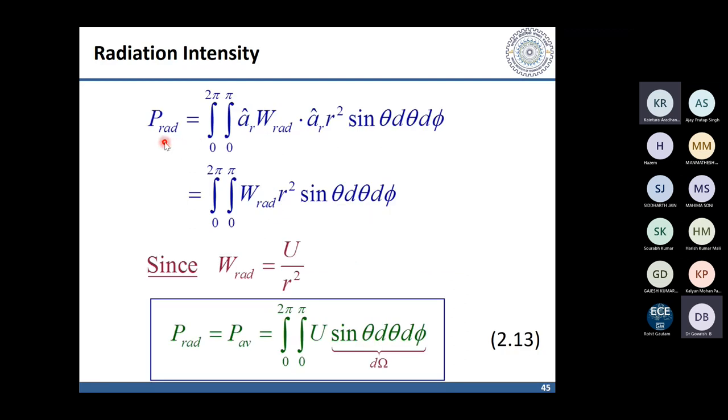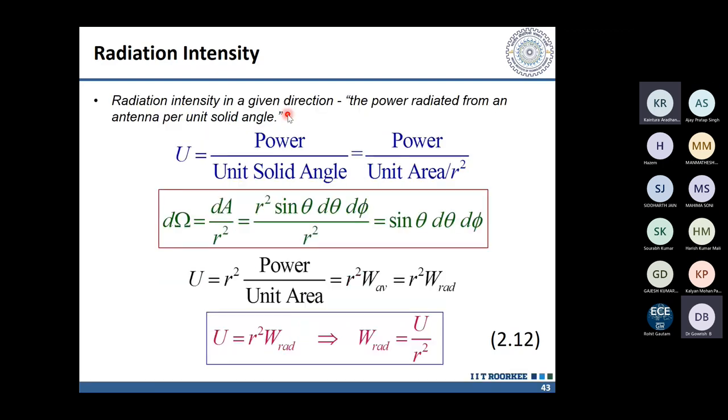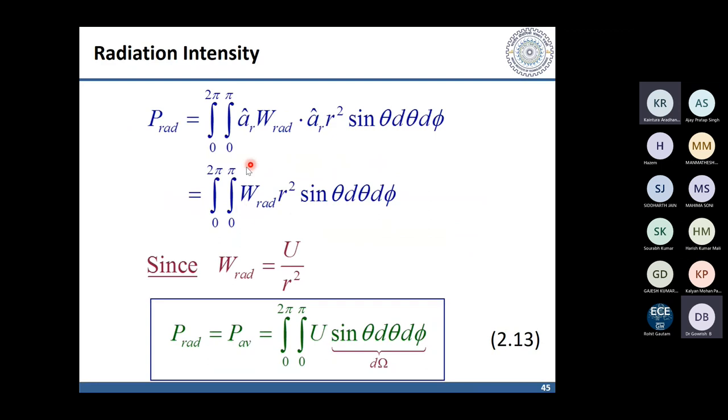So what is the total power radiated? Total power radiated is very simple. We have already seen total power radiated is nothing but average power density into the unit element of unit area. So if you take the R square and club it with W_R, average power density, from the definition of radiation intensity, it is nothing but U, radiation intensity, into element of unit solid angle, sine theta d theta d phi. So all you have to do is integrate, it is intuitive, right?